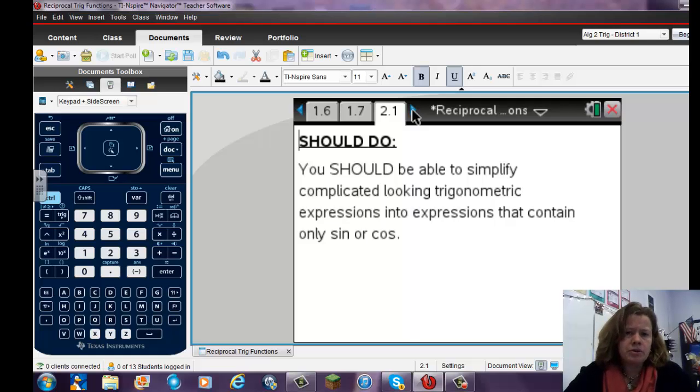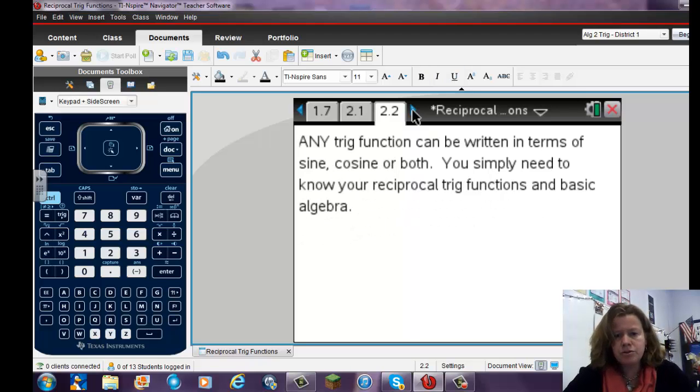Okay, for the second part of this, the should-do section, you also need to be able to simplify complicated-looking expressions into expressions that only have sine and cosine in them. So on page 2.2, please understand that any trig function can be written in terms of sine, cosine, or both. You just need to know your reciprocals and your basic algebra.